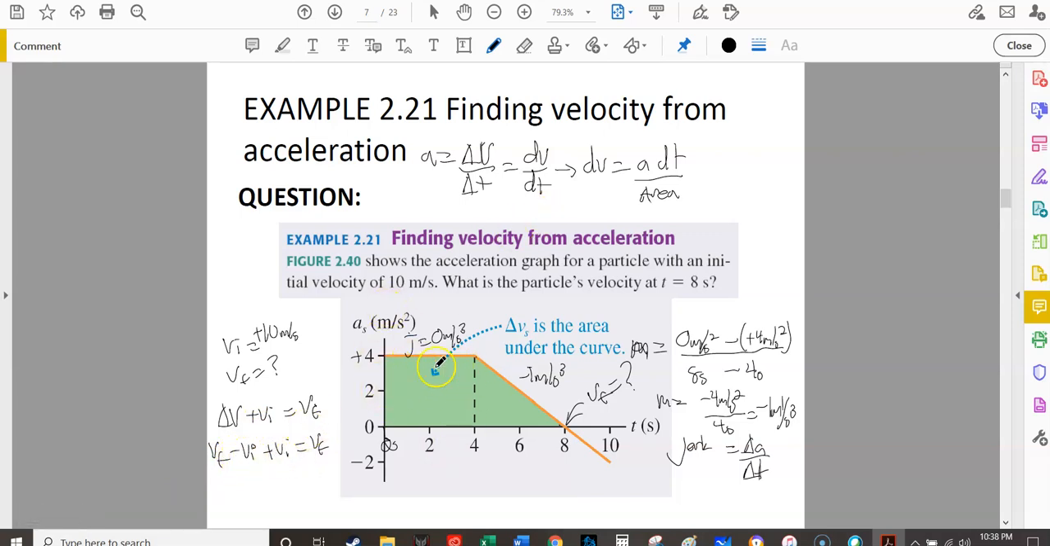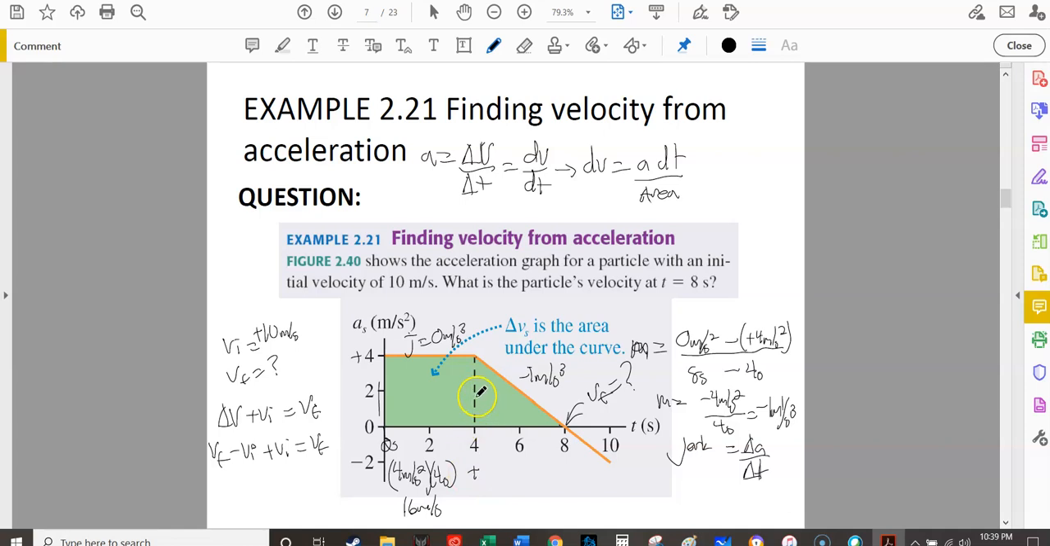So what we're going to do is find the area under this curve for this entire thing using a rectangle and a triangle, and then we're going to double check it with our calculus. Okay, so here we go. What is the area of this rectangle right here? The area of this rectangle is going to be 4 meters per second squared times 4 seconds, which is going to be 16 meters per second.